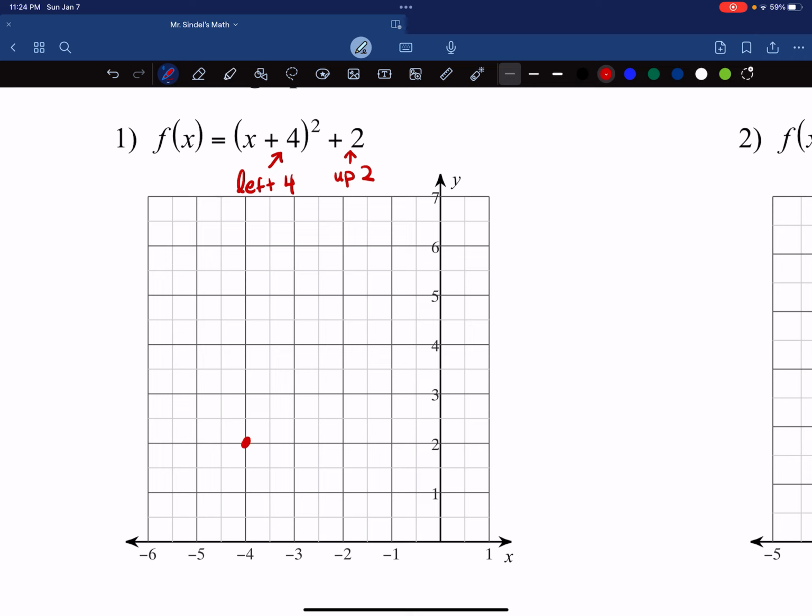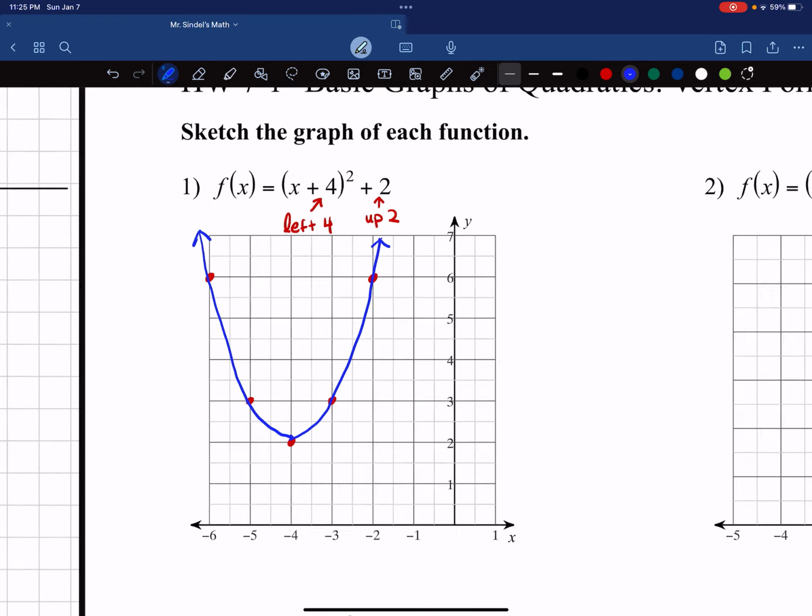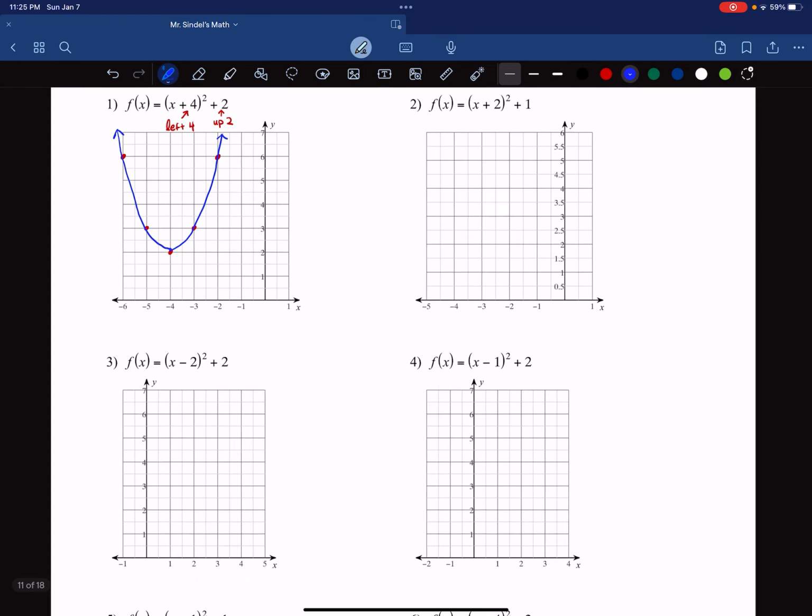And then I'm using that pattern of go right 1, up 1, right 1, up 1, 2, 3, and that's as far as I can do. Then axis of symmetry, reflect over, and I have my graph. Done. All right. So let's do another one. I'm going to skip those.